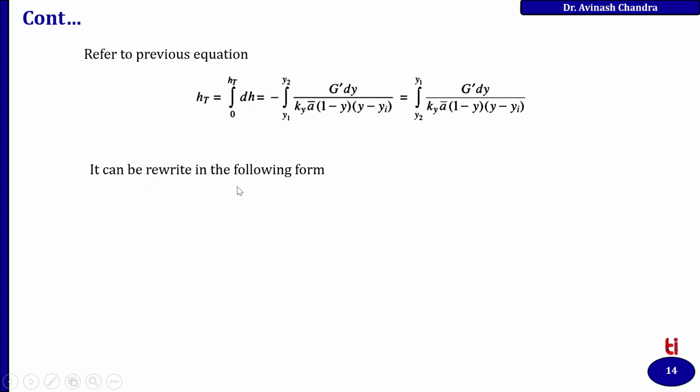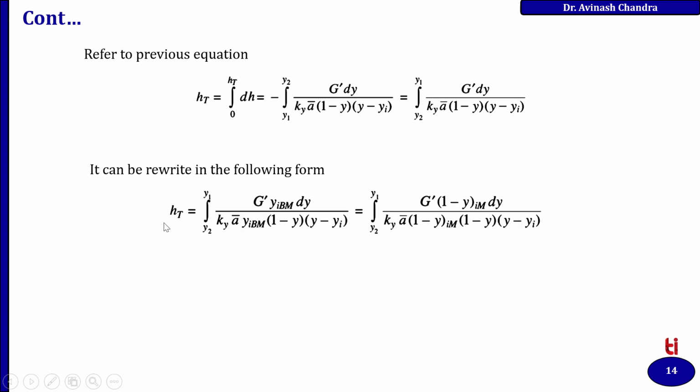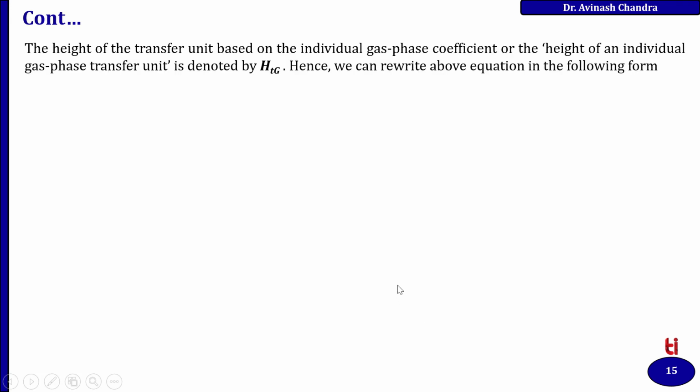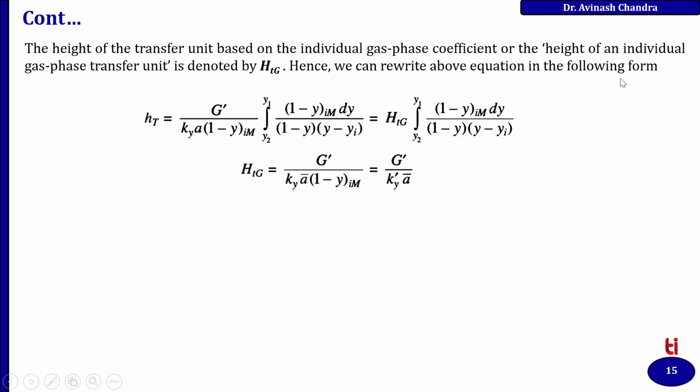So it can be rewritten in the following format: HT equals this, by using the equilibrium values or some log mean values. So YBM is defined as (1 - Yi) - (1 - y) upon ln[(1 - Yi) upon (1 - y)]. So the height of the transfer unit based on the individual gas phase coefficient, or the height of an individual gas phase transfer unit, is denoted by capital HTG. Hence, we can rewrite our equation in the following format.